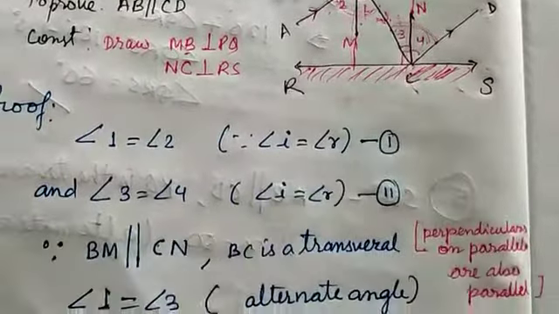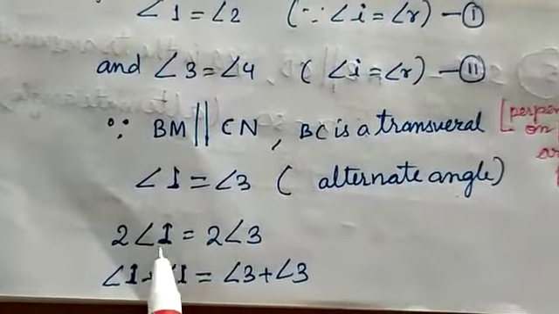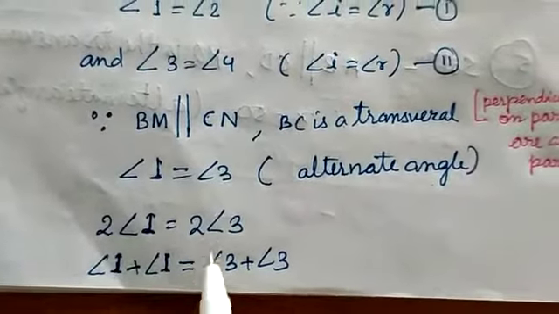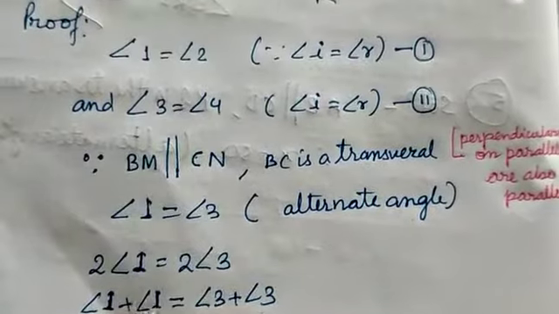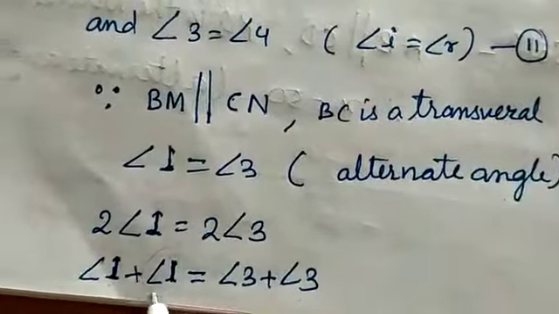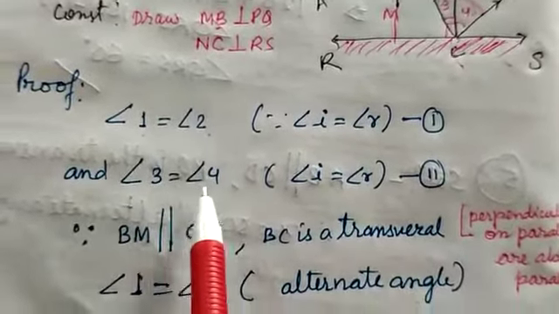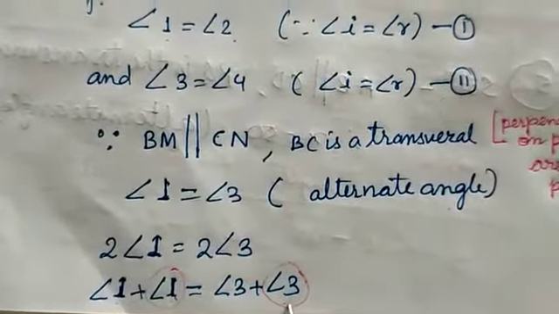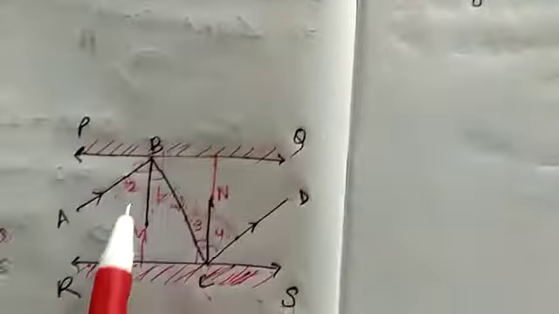Angle 1 is equal to angle 3. I wrote alternate angles. But I need the complete angle. So what I have done is multiply both sides by 2, so that I can have 2 times angle 1 equals 2 times angle 3. Now I add angle 1 to the left side and angle 3 to the right side. I replace the angle 1 with angle 2, and angle 3 with angle 4. You can look nicely: 1 is replaced by 2 and 3 is replaced by 4. So ultimately angle 1 plus angle 2 equals angle 3 plus angle 4.